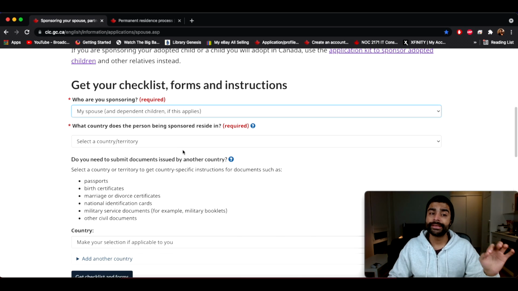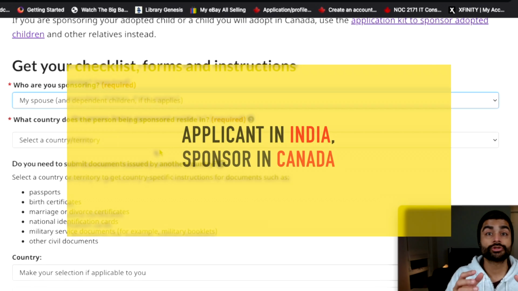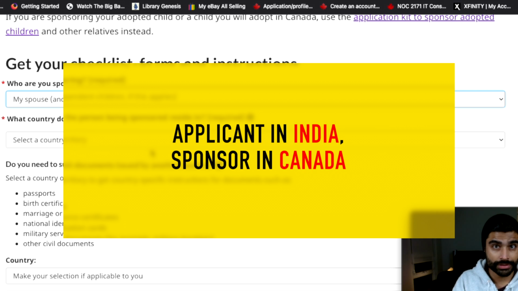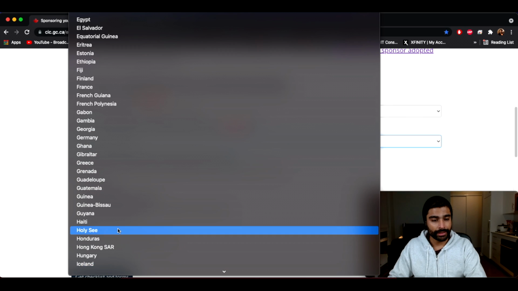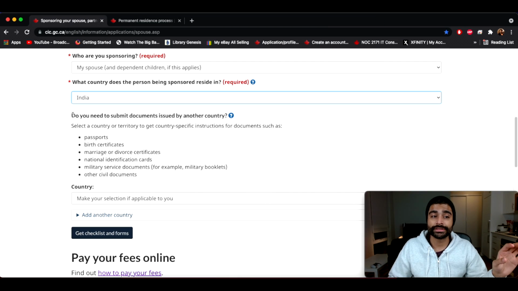For what country the person being sponsored resides in, we are going to look at a couple of scenarios. Number one, let's look at this scenario where the applicant resides in India. So this becomes an outland family sponsorship where the sponsor is in Canada and the applicant is in India. Okay, so you're going to select India. Then it asks, do you need to submit documents issued by another country?